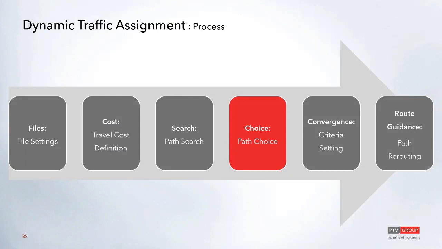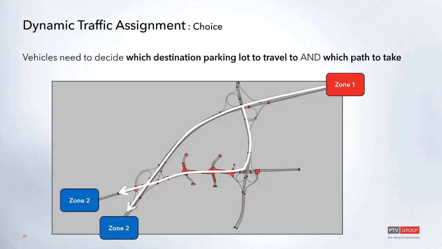All right, so now we have our group of paths and the costs associated with them. So now we're going to take a look at how vehicles make that path choice. In this case, vehicles have two decisions to make. The first one is which destination parking lot to go to. So you'll see here we've got vehicles traveling from Zone 1 to Zone 2, and Zone 2 is tied to two different parking lots in different locations. So the very first decision vehicles need to make is which one of the parking lots they need to go to. And then vehicles will need to decide which path to take in order to get to that parking lot.